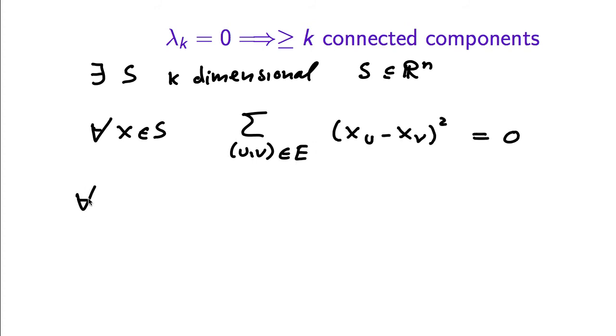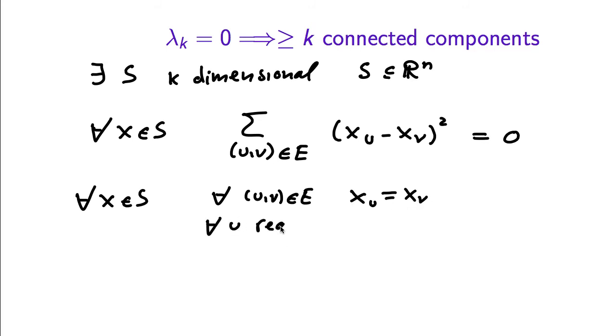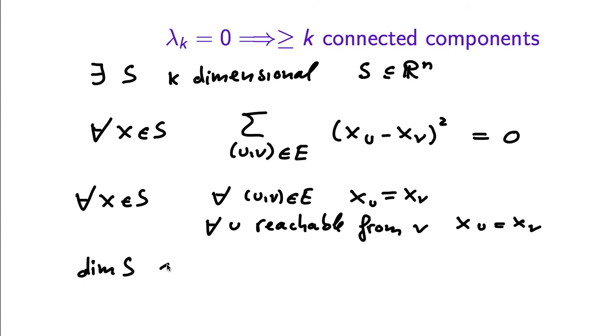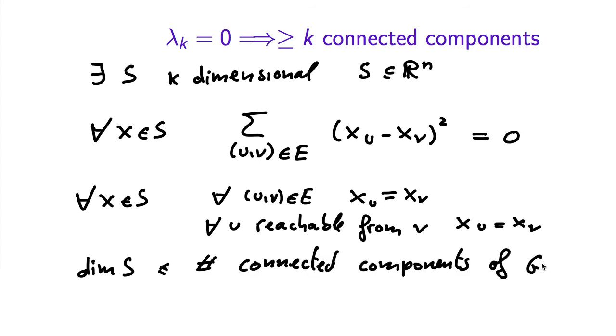But this means that for every x in S, when we look at every edge in the graph, x must have the same value at the two endpoints of the edge. So this also means that for every u that is reachable from v, we must have xu equal to xv. So if we have the value of x at some representative from each of the connected components of the graph, we can figure out what the value of x is everywhere else. And so this shows that the dimension of S is smaller than the number of connected components of the graph. And so the number of connected components of the graph has to be greater than or equal to k.